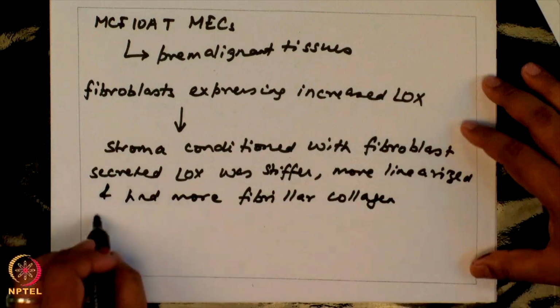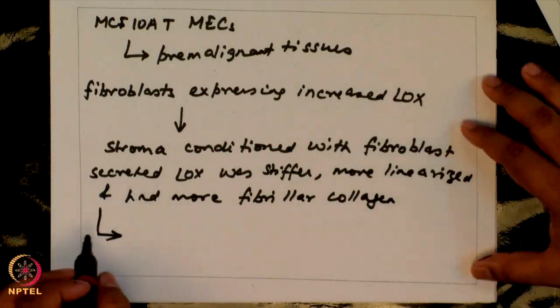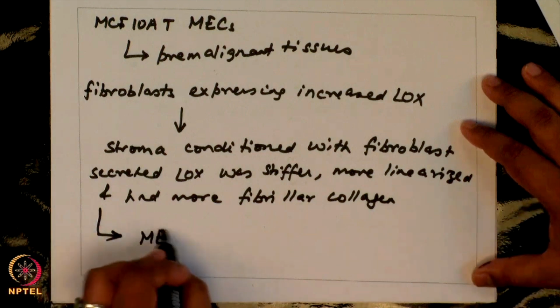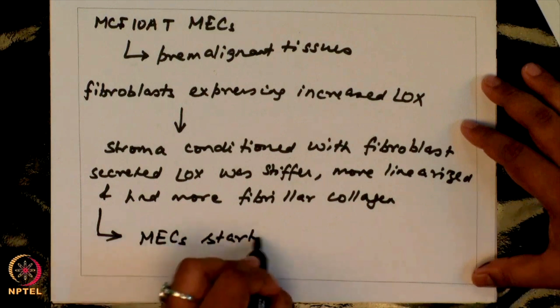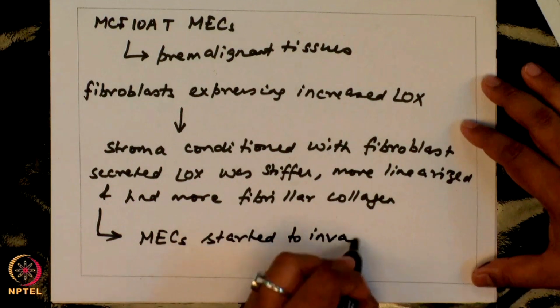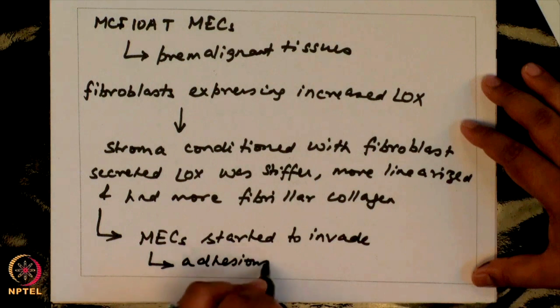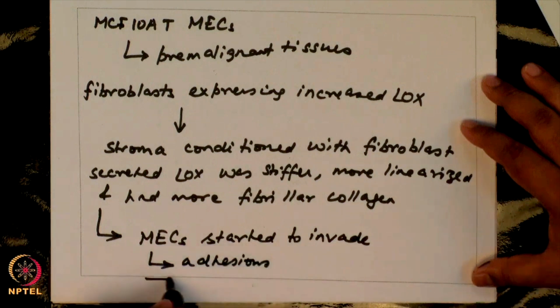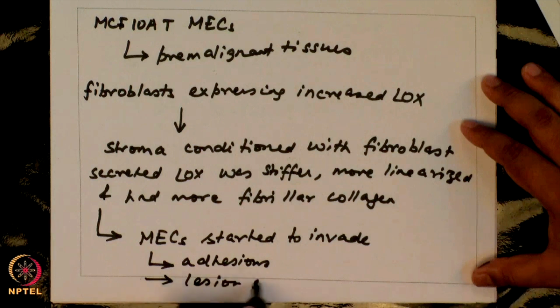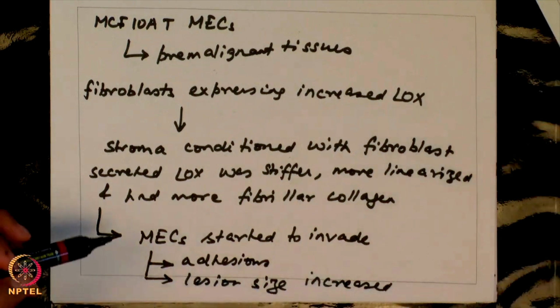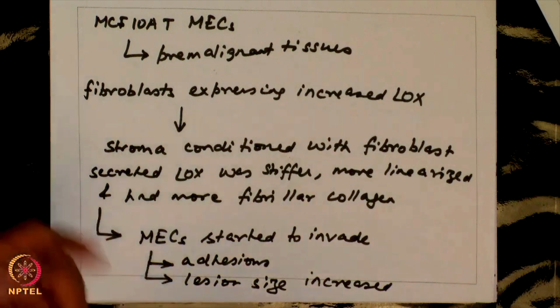So this change in the stroma properties, what they found was that MECs started to invade. This invasion was associated with an increase in adhesions, and overall the lesion size was also increasing. So this once again demonstrates that if you make the matrix stiffer, then these mammary organoids start to invade.